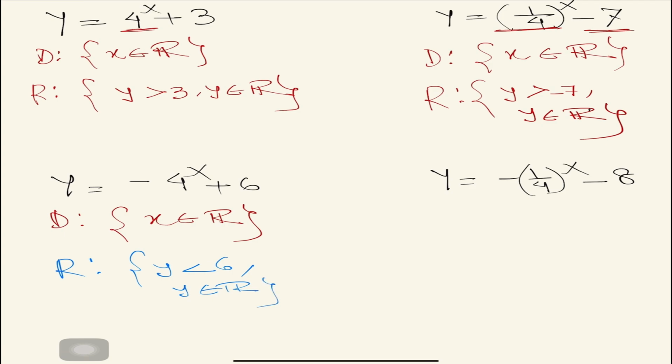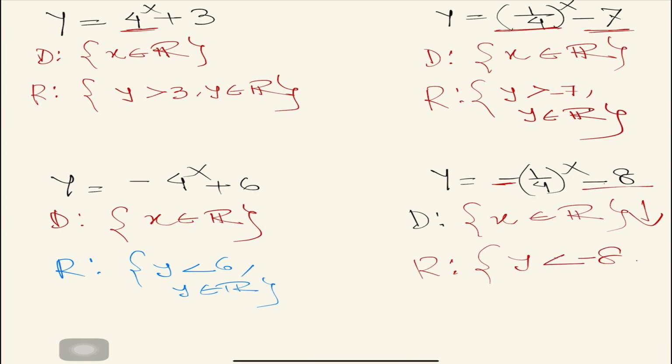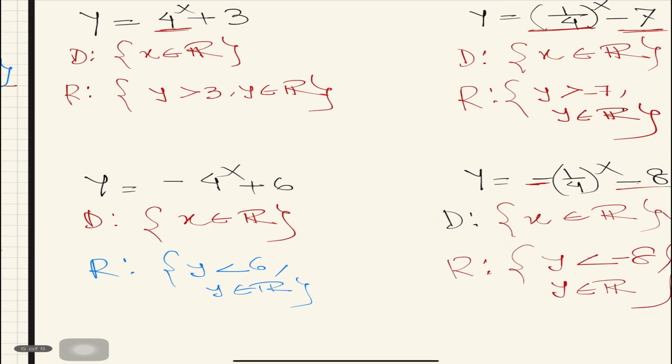Okay. Now for this one, what will be the domain? The domain will be just x, all the real numbers. And for the range, what will be the range? Y, since it's negative, right? It goes downward. So y is less than whatever you have here, which is -8. That's it. Hope you guys got this part.